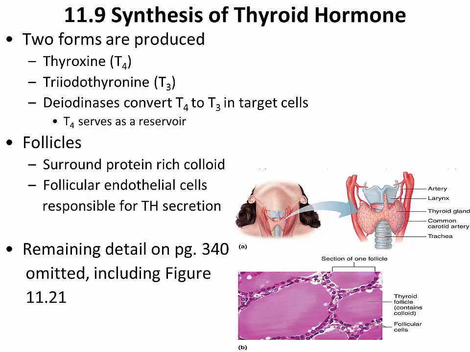At this point, we're going to omit a small amount of material, that is, the material that relates to the steps in the synthesis of thyroid hormone. This includes figure 11.21 and the text associated with it that's found there on page 340.